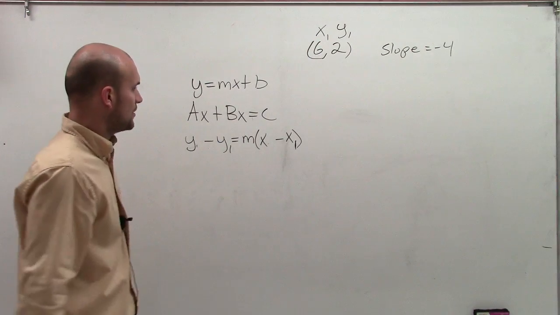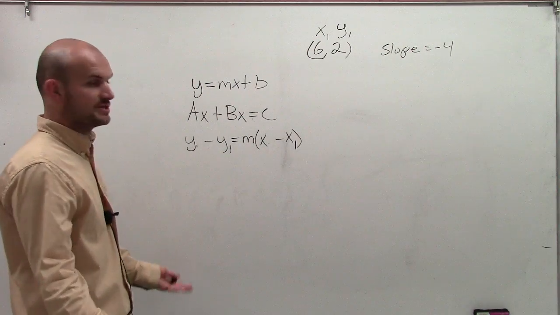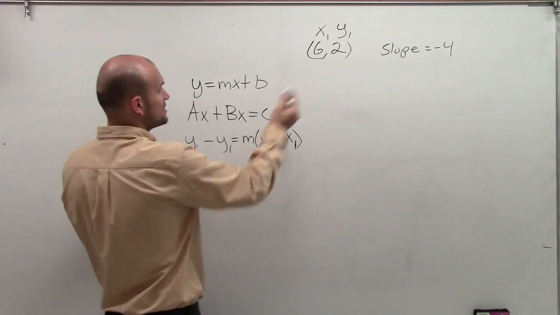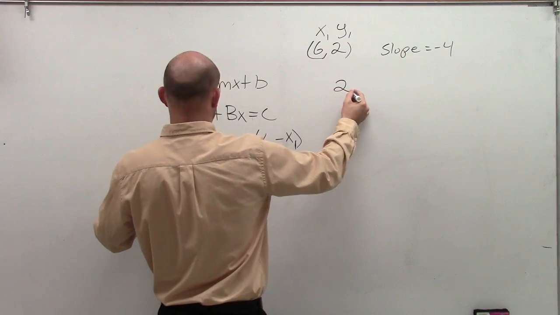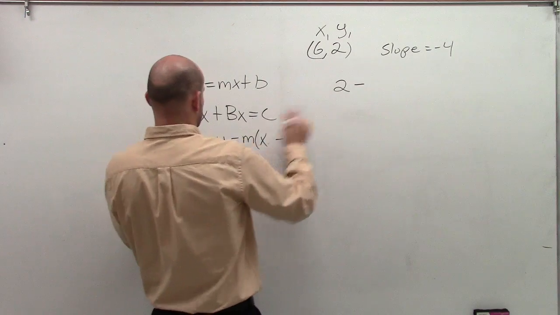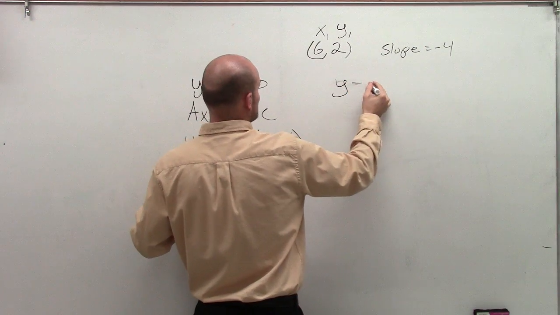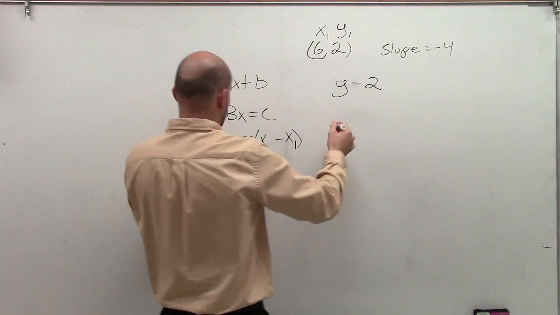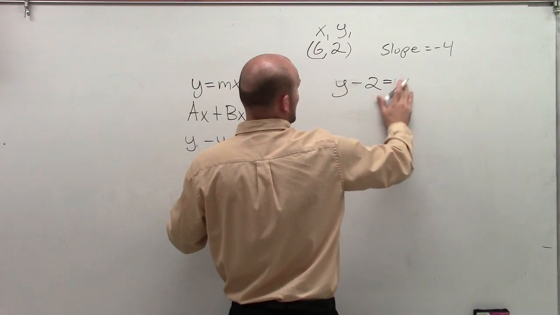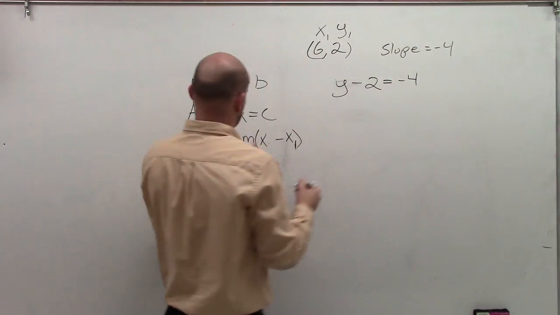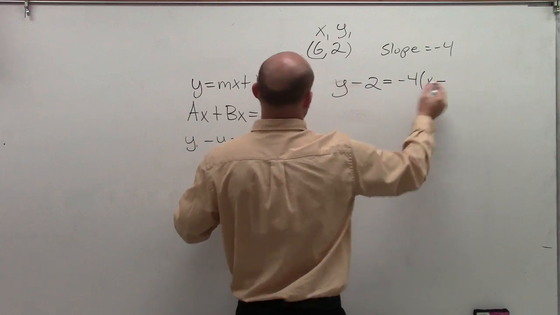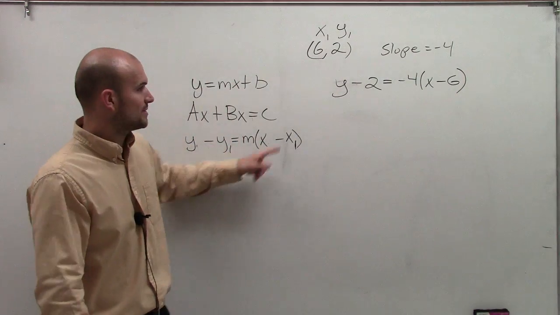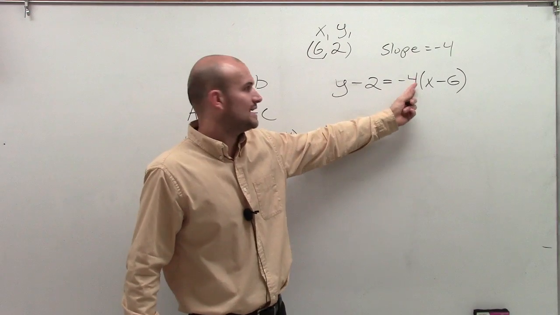So we're going to plug them in. m is our slope, right? So you just plug in your values. I have y minus y1, but instead of y1, we're saying 2 represents y1. So we're going to write y minus 2 equals m, which is now -4, times x minus x1, which we'll say is 6. This is what we call point-slope form, because you plugged in a point for x and y, and you have the slope.